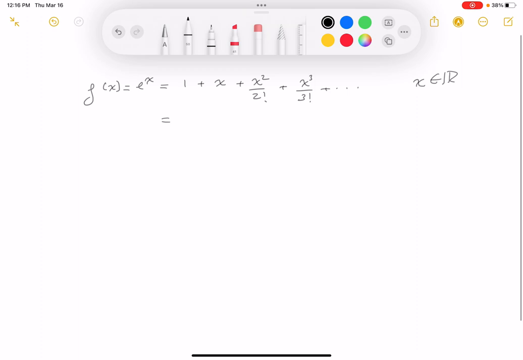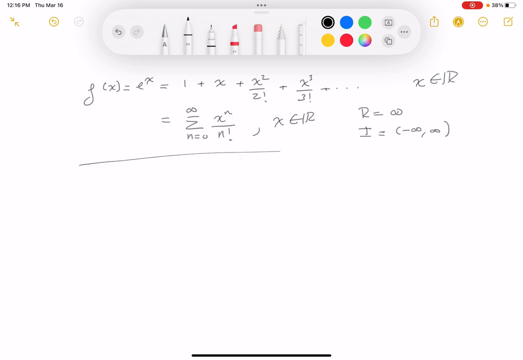Now, if you write that down as a sum, let's do that now. I'm going to say n equals 0 off to infinity, and then I'm going to say x to the n over n factorial. And again, this is true for all real numbers. So if you were to write down the radius for that, the radius would be infinity, and the interval would be from minus infinity to infinity.